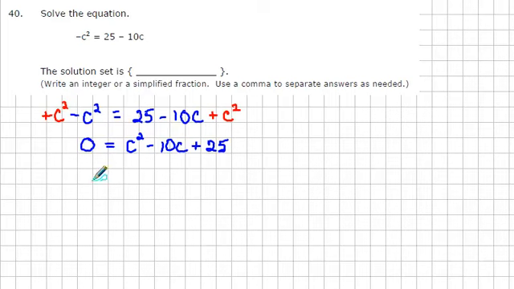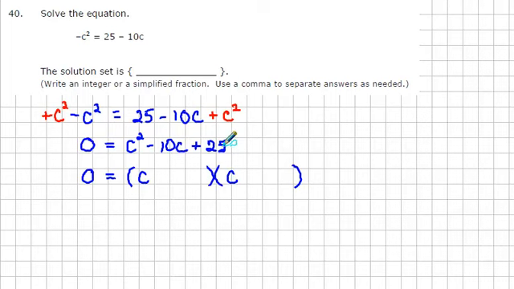So now that we've obtained 0 on one side, we factor the right-hand side of the equation. To factor means to rewrite the polynomial as a product, so we put a set of parentheses to indicate multiplication. And then we'll think about the FOILing method in reverse. We want the two first terms to multiply to c squared. So c times c gives us c squared. So each of the first terms is c.